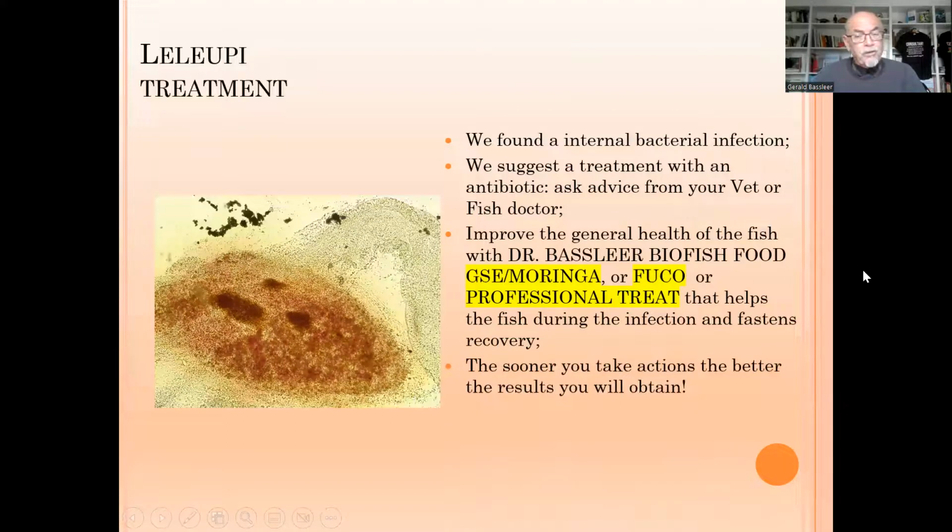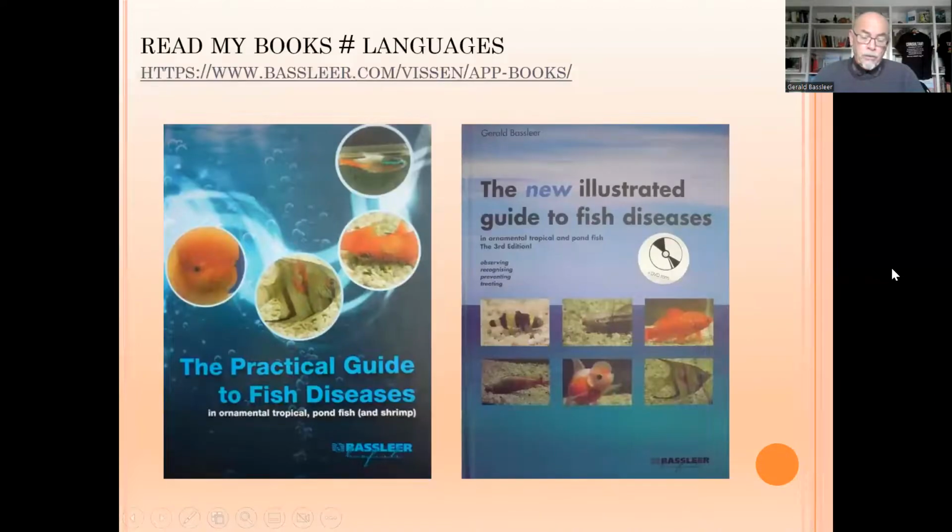The sooner you start taking actions, the better your results will be. So that is up to you. If you see one fish getting skinny and getting weak, well, take a look at it. And you might avoid that the whole bunch of cichlids will die in the coming weeks after. So the sooner you start watching your fish and taking out that one for examination, the better your results will be.